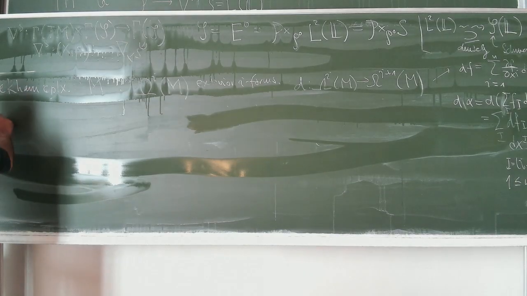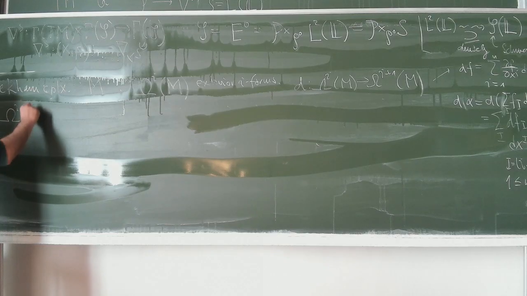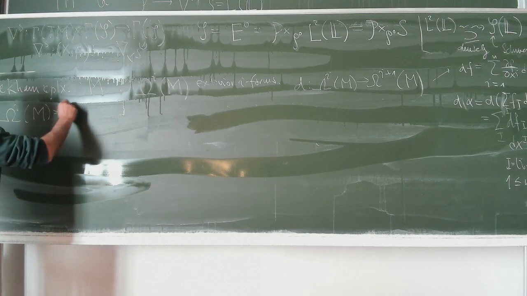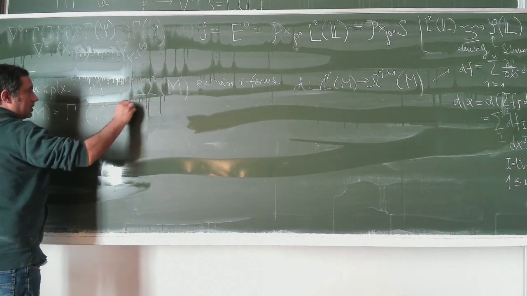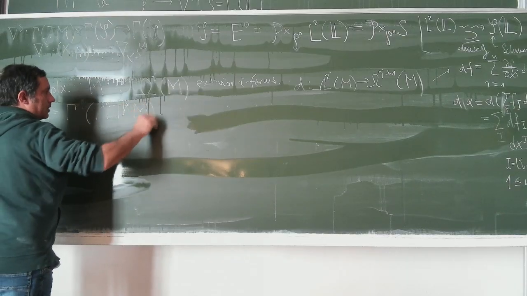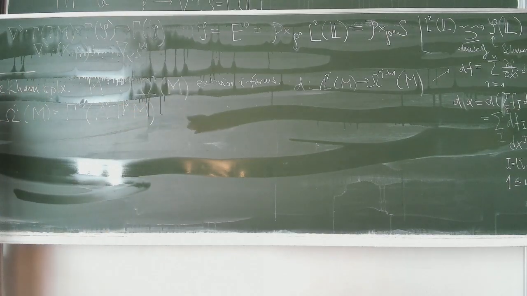So what are exterior i-forms? They are sections of the i-th exterior power of the cotangent bundle. Cotangent bundle, yes.